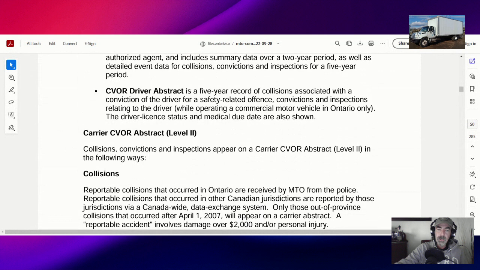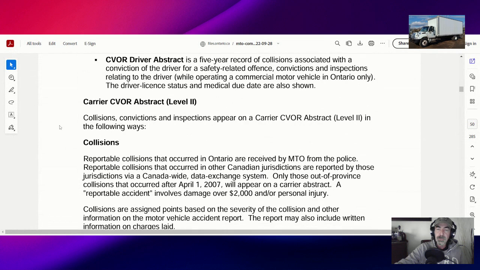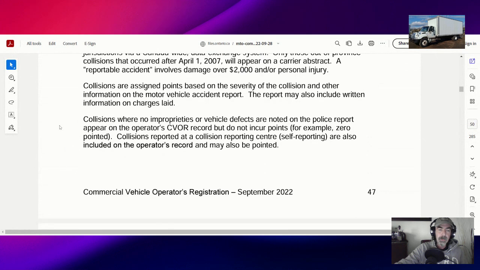CVOR driver abstract is a 5-year record of collisions associated with a conviction of the driver for a safety-related offense, convictions and inspections relating to the driver, while operating a commercial motor vehicle in Ontario only. The driver license status and medical due date are also shown. Carrier CVOR abstract level 2. Should that be level 3?